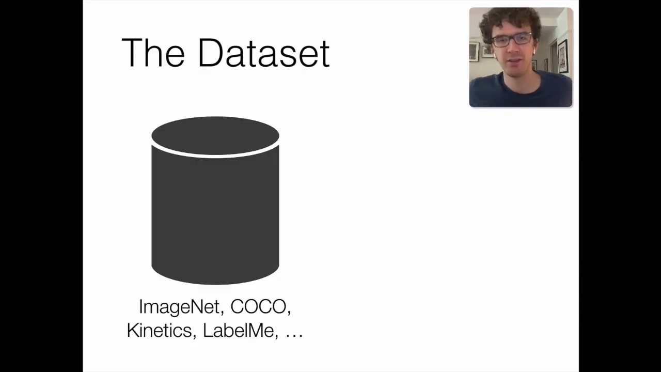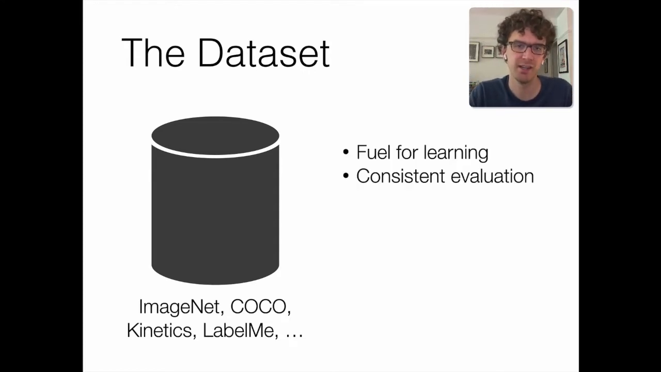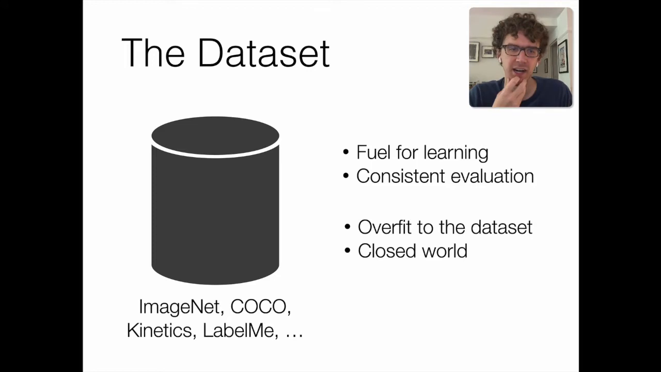Okay, so the fuel for computer vision has been the data set. And data sets like ImageNet, COCO, Connects, LabelMe, they have driven tremendous progress in the field. They provide the evidence for machine learning as well as a common framework for consistent evaluation. But the data set is also the cause of several challenges in the field. We often build algorithms that overfit to a particular data set. Data sets are also static and they're closed world. And what this does is data sets create predictability. And that's really the problem, is that our world is not predictable.